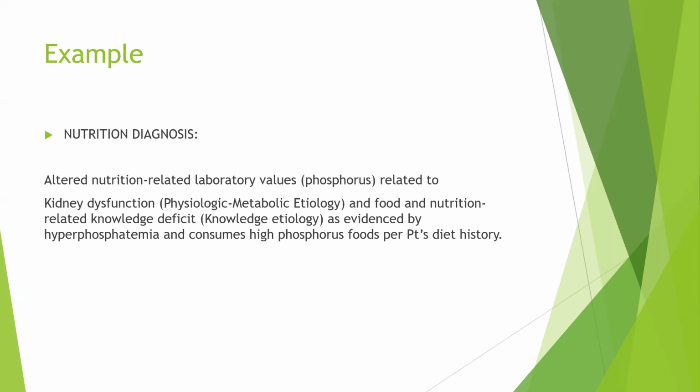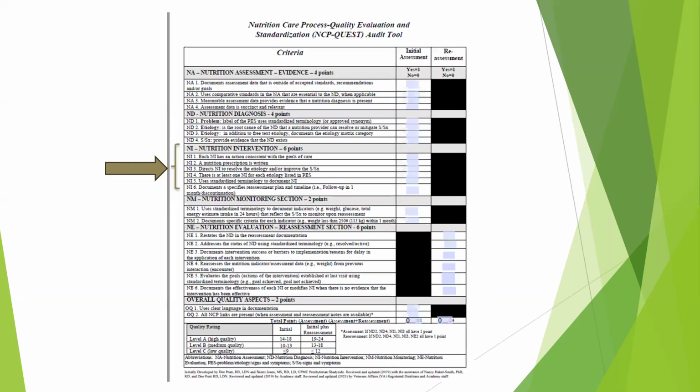Next, the etiology is listed, which again is the root cause of the nutrition diagnosis that a nutrition provider can resolve or mitigate. Then, the etiology matrix category is indicated in parentheses. And finally, the signs and symptoms are listed, which provide the evidence that the nutrition diagnosis exists.